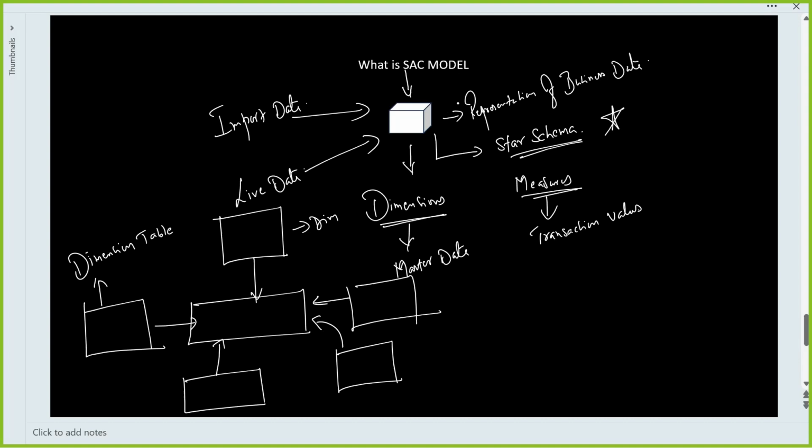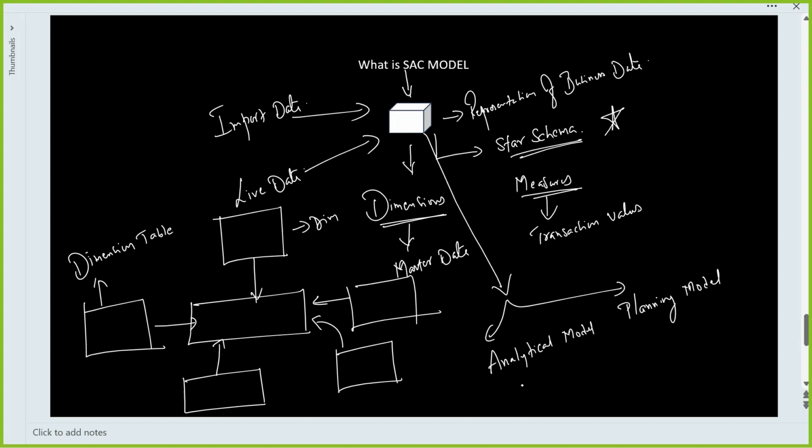Okay. Now, when you see the type of models, there are two types of models. One is analytical model. The main purpose of analytical model is to store the actual transaction data from your ERP systems like S/4HANA. After storing it, we are going to read and analyze the data.